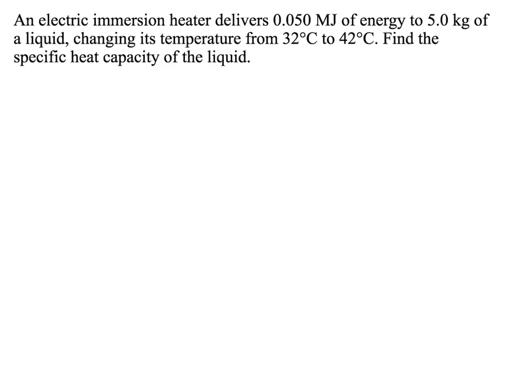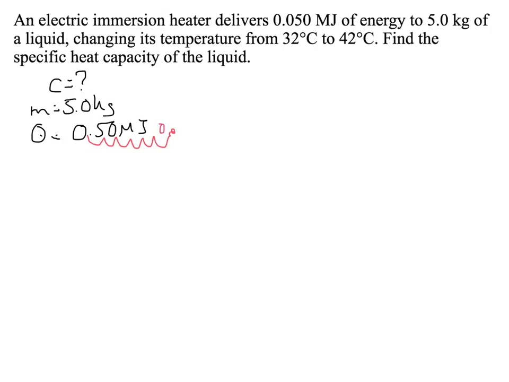Okay, this one is asking for the specific heat capacity. So we are looking for C in this question. We know M is 5.0 kilograms. We know Q is 0.50 megajoules, and we need to convert that to joules. So we're going to move that over 1, 2, 3, 4, 5, 6. Put our zeros in there, and that's going to work out to be 5,0,0,0,0.